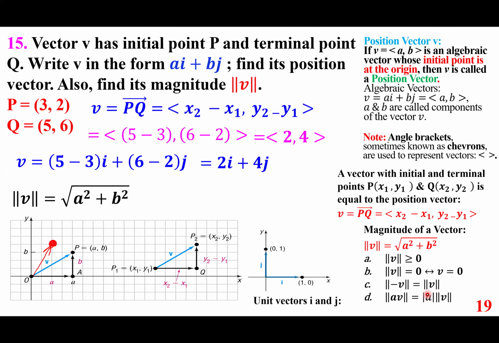So having said that, the magnitude is the square root of a squared plus b squared. Therefore, 2 squared plus 4 squared. This is 4, this is 16. We get 20. 20 is 4 times 5, so makes it 2 square root of 5 precisely. Okay, that's the exact answer, everybody.